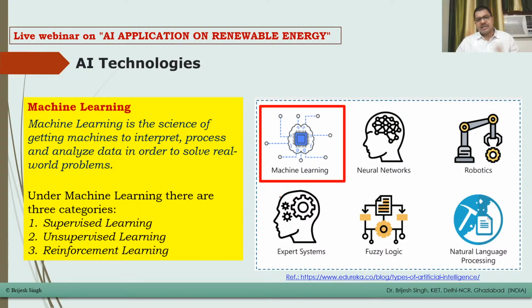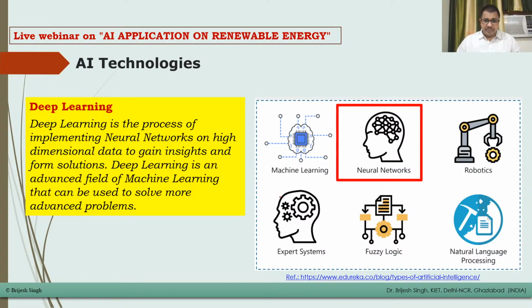Because it is a very vast topic, with different kinds of AI technology, I'm not going into the depth of this one. I'm just giving a basic introduction to all of them, and how we can correlate renewable energy with AI. Now deep learning is a process of implementing neural networks on high dimension data to gain insight and form solutions. Here in deep learning, basically neural network technologies are used.